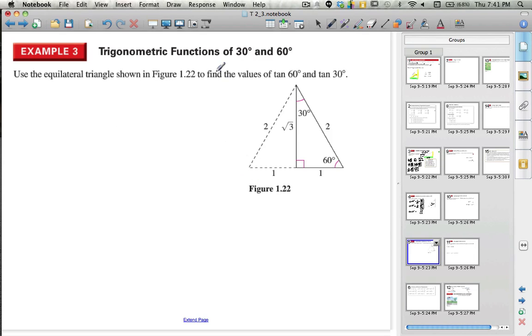Okay, if we move on and we start thinking about the angles 30 and 60, so we're going through and we're doing all of the common angles, multiples of 30 and multiples of 45.